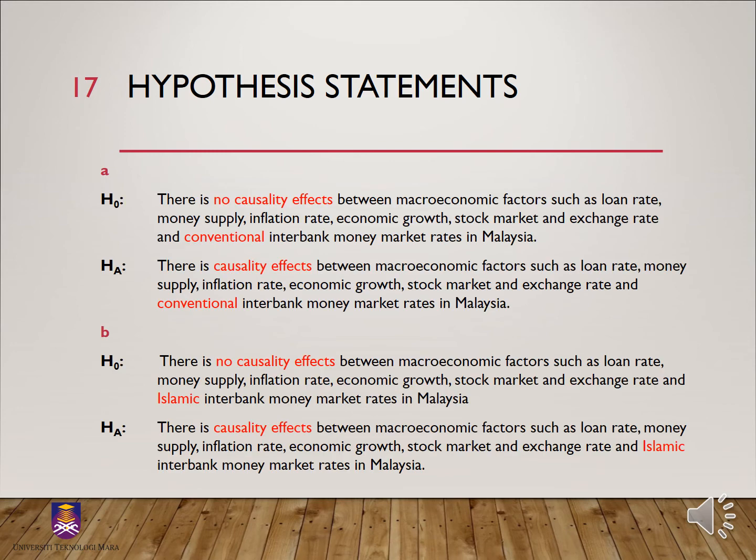And we have two hypotheses. One for A is for the conventional and B for the Islamic interbank money market rate. The null is no causality effects, and of course the alternate is there is causality effect between macroeconomic factors, with loan rate, money supply, inflation, economic growth, stock market and exchange rate, with the interbank money market, conventional as well as Islamic.